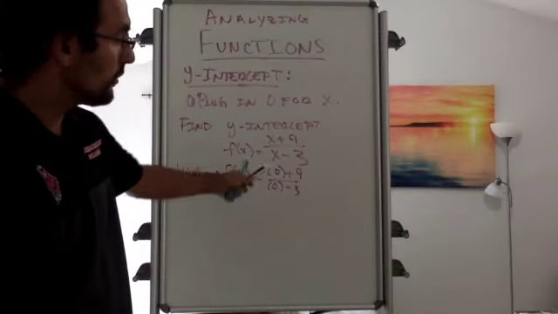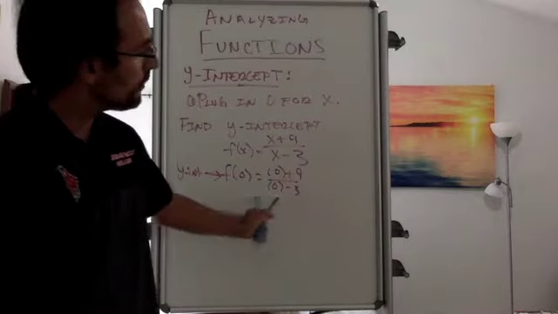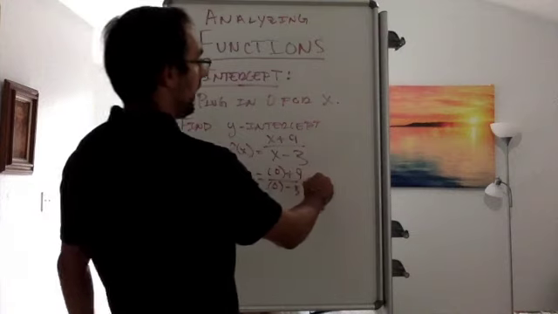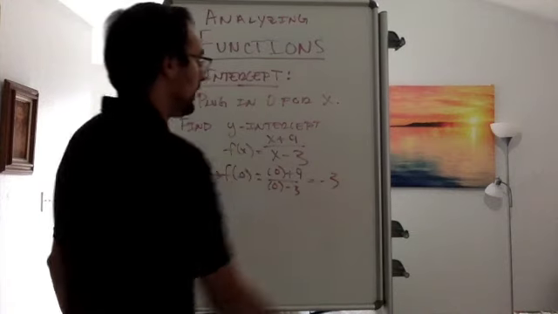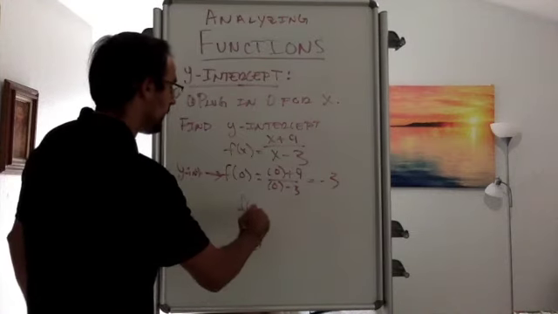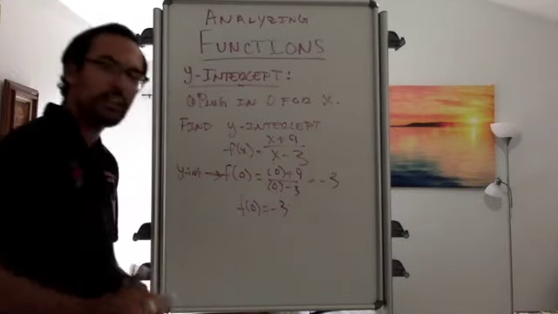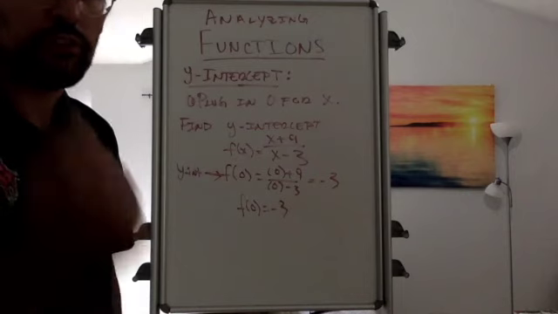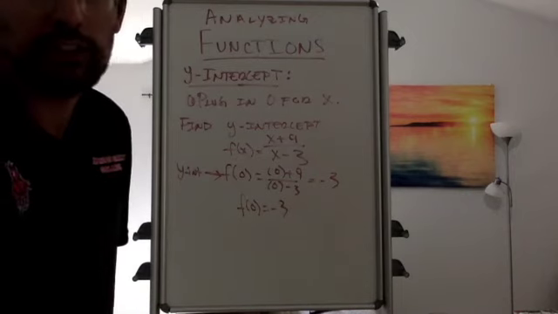So all you've got to do now, you're not going to leave it like this, obviously, is simplify. So 0 plus 9 gives me 9. 0 minus 3 gives me -3. If I divide 9 by -3, I get -3. So my y-intercept is equal to -3. This is another important characteristic to being able to graph a function or analyze a function.